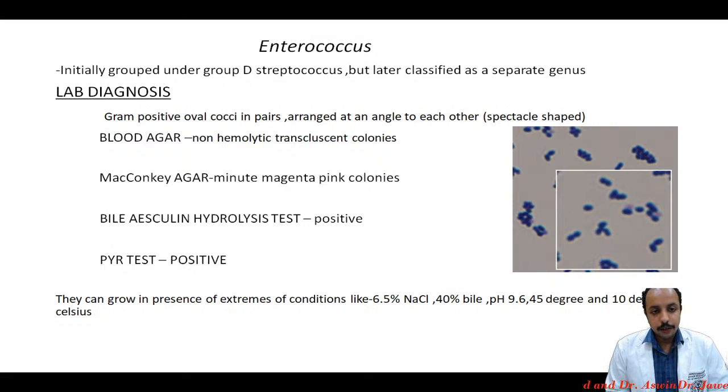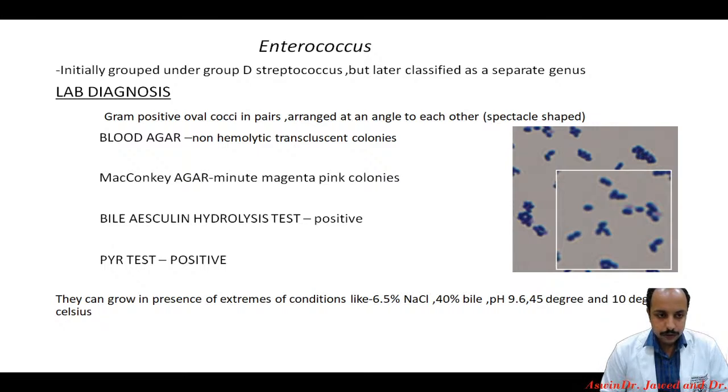Enterococcus was initially grouped under group D Streptococcus, but later classified as a separate genus because both of them answer bile esculin hydrolysis test as positive. Now, this Enterococcus can cause a variety of infections like urinary tract infections. It can cause late onset neonatal sepsis and meningitis. It can cause intra-abdominal pelvic soft tissue infections. It can lead to bacteremia and mitral valve endocarditis.